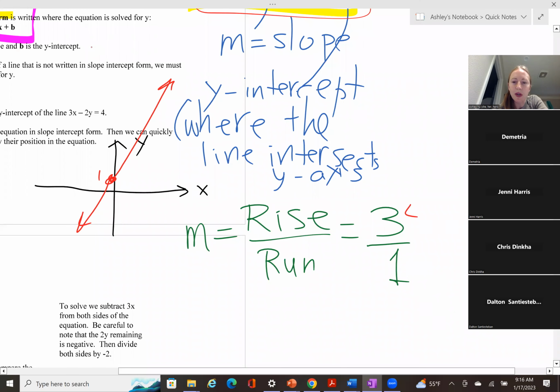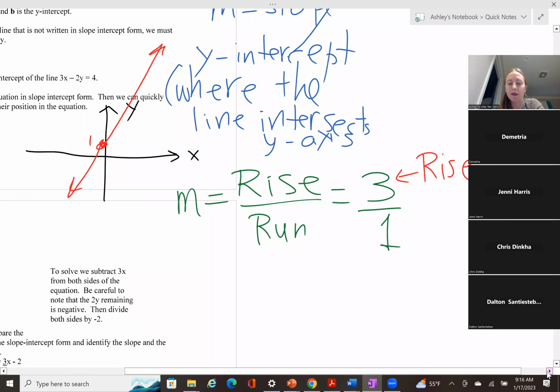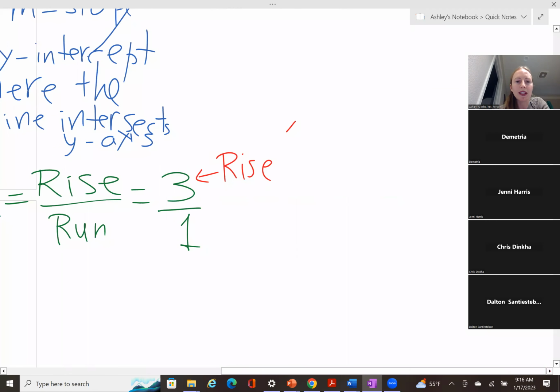So the 3 represents the rise. Whatever the numerator is represents rise. That means I'm going to go from that y-intercept and go up 3 units from there. Rise is kind of misleading because it makes it sound like you're always going up. But if that was a negative number, if it was a -3, I'd be going down. So rise really means I go up or down, depending on whether it's positive or negative. Positive, I go up. And negative, I go down.